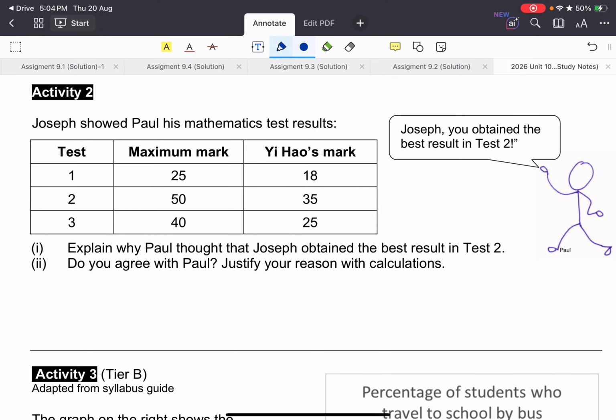Right, so if you look at this, the maximum marks is different, right? Then we have the actual marks on the right. So yeah, this is not the right name, this should be Joseph, right? Let's not confuse. So explain why Paul thought that Joseph obtained the best in test 2. Well, because, test 2, right?